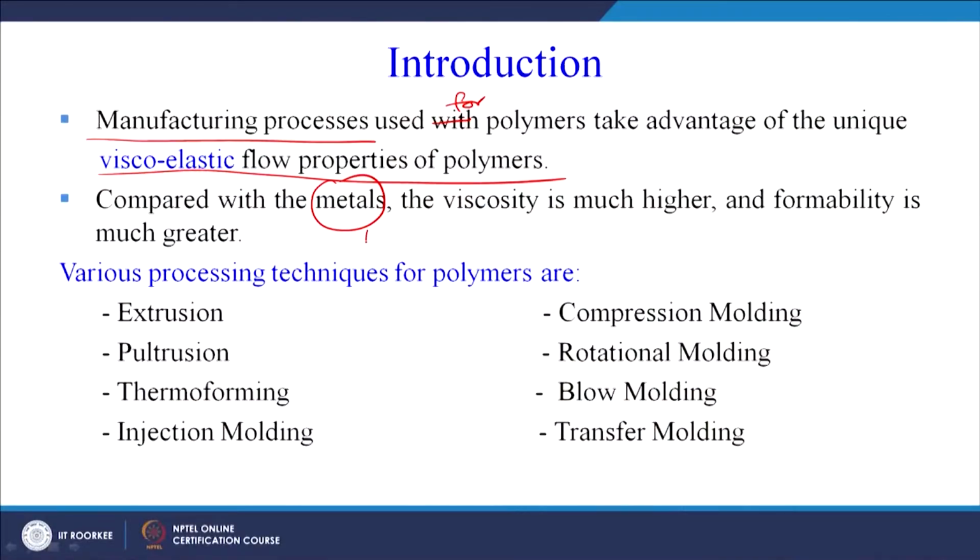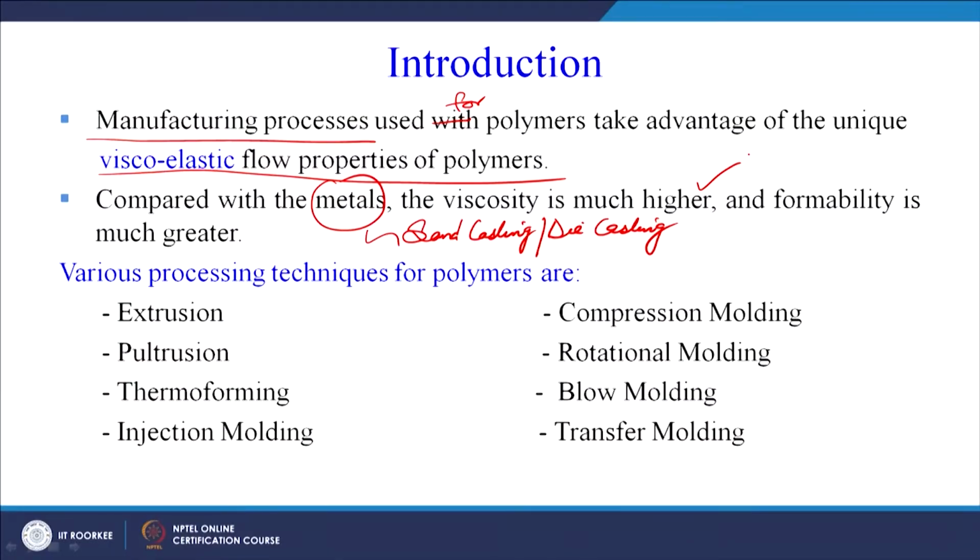Compared with metals, for which we have already seen two processes, sand casting in session number 19 and die casting in session number 20, the viscosity is much higher in case of plastics and the formability is much greater. So, this is our target property, that is flowability. We want to give shape to the polymers, and there are various processing techniques for polymers.